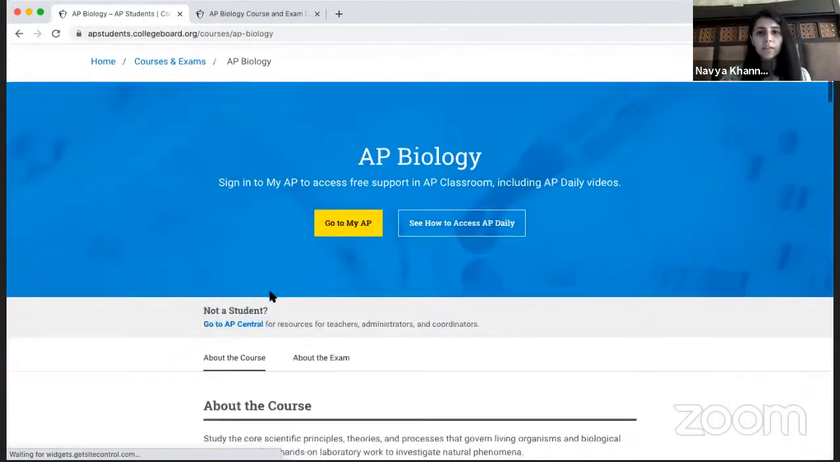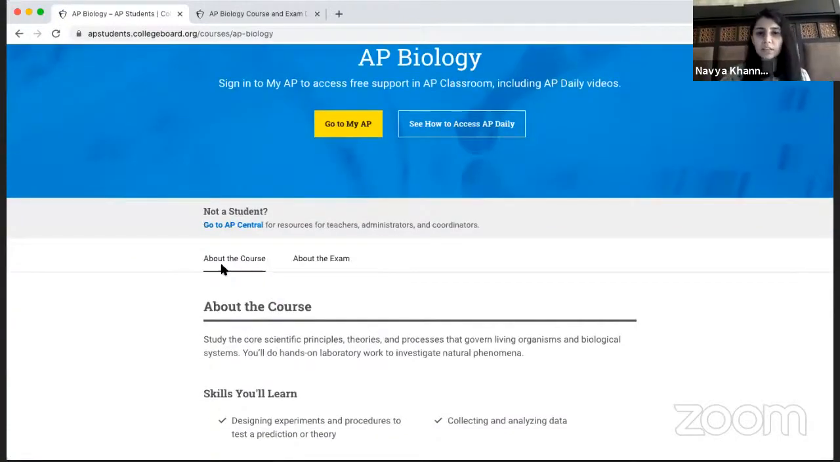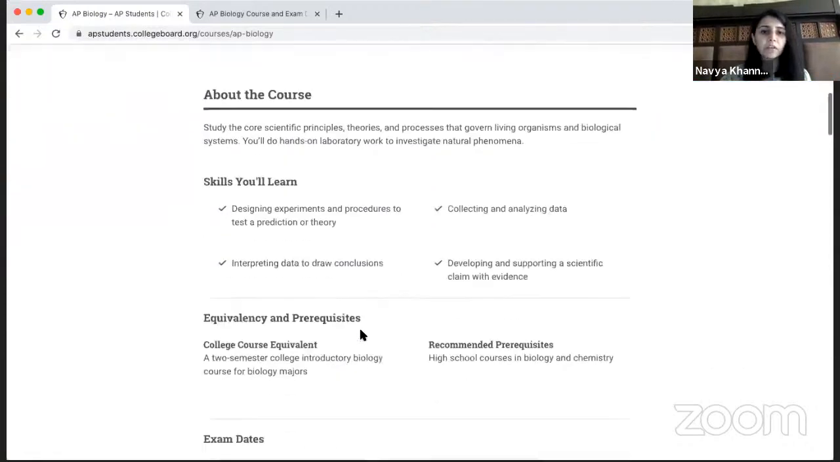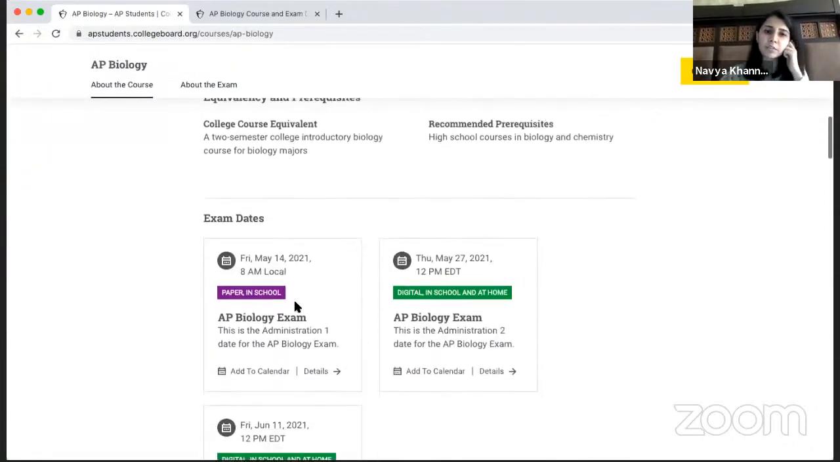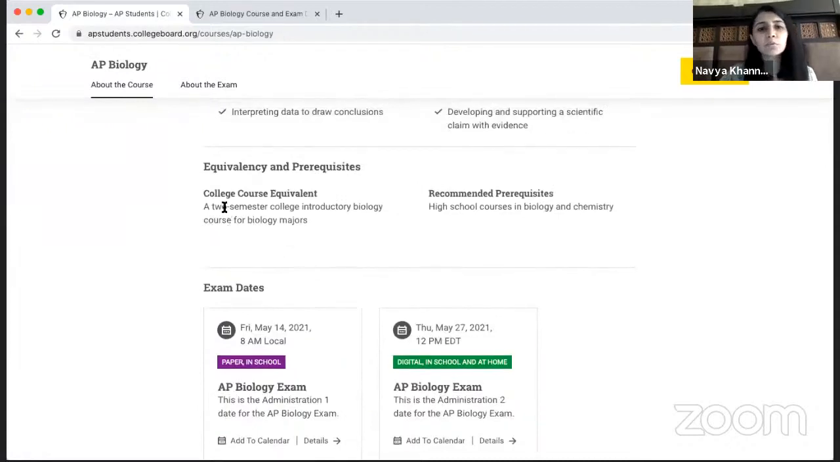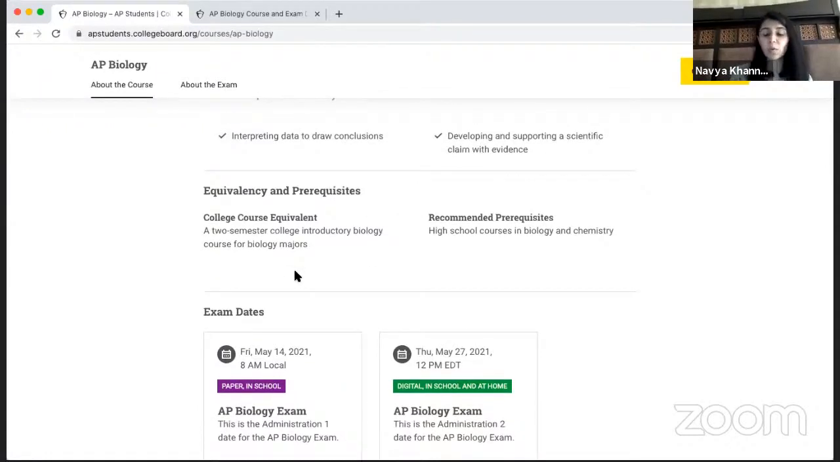Okay. Now, in the course, they have two things: about the course and about the exam, right? So both, make sure that you kind of go through both tabs. So here again, they've given you exam details. They've told you a college course equivalent. So I hope all of you are aware that you are marked on a 1 to 5 scoring, AP score. So 5 being the best score, and that is what we should be aiming for. That is equivalent to, say, an A plus in your college degree, right?